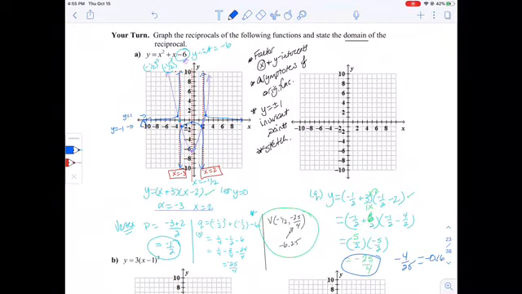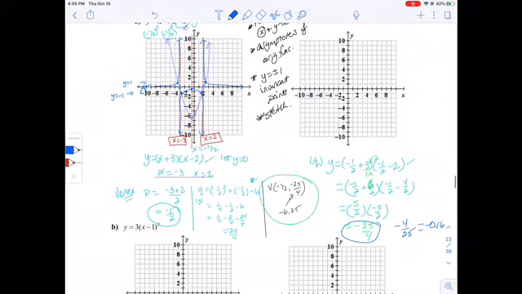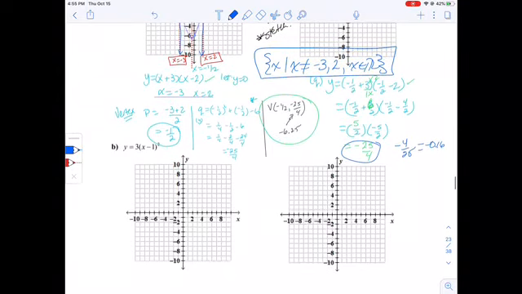It also asks for the domain, and I know that the domain comes from our asymptotes. Those are our non-permissible values. So our domain, we could say the set of all x such that x cannot equal -3 and 2, but it's all other real numbers. So there's our domain.